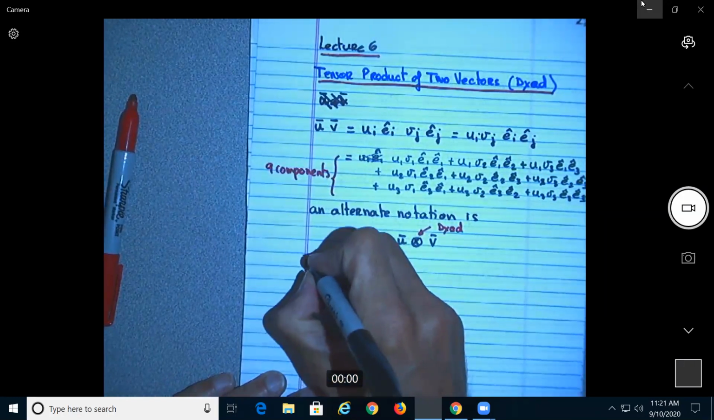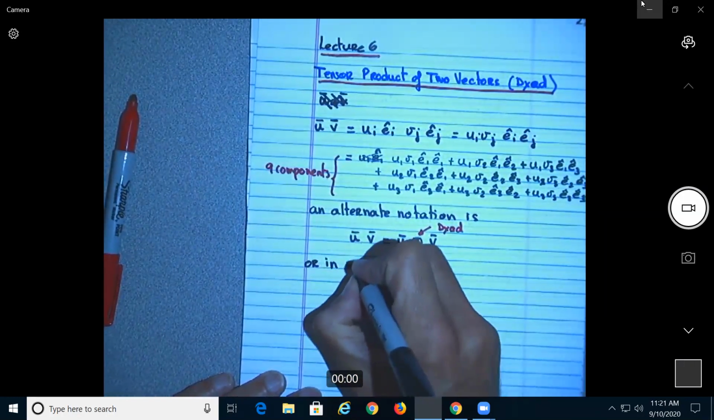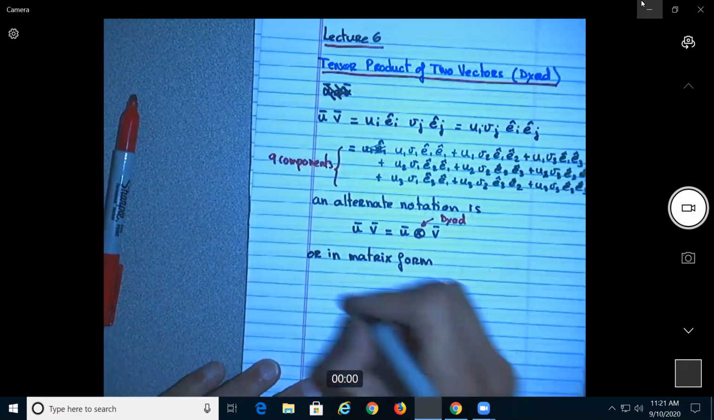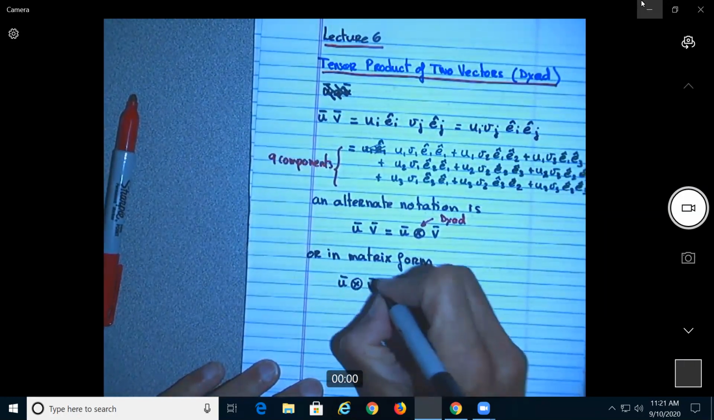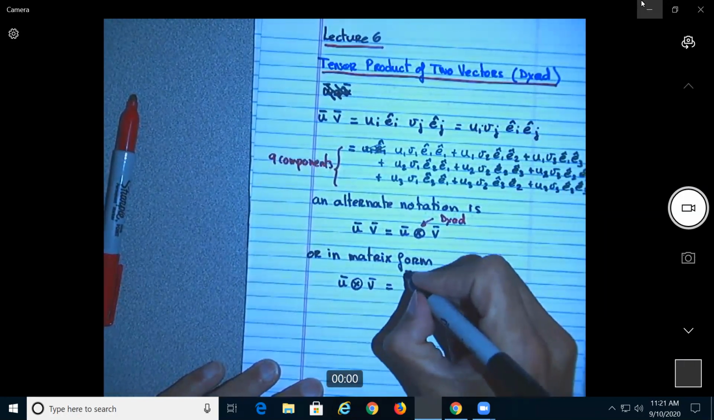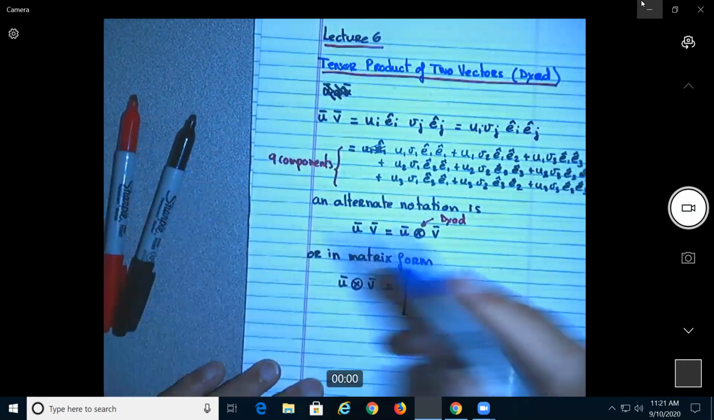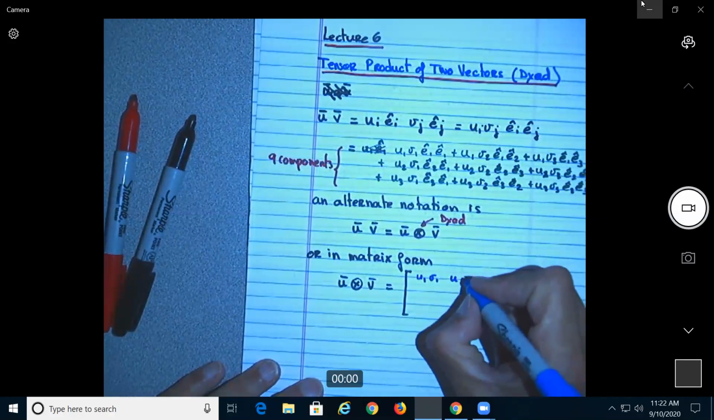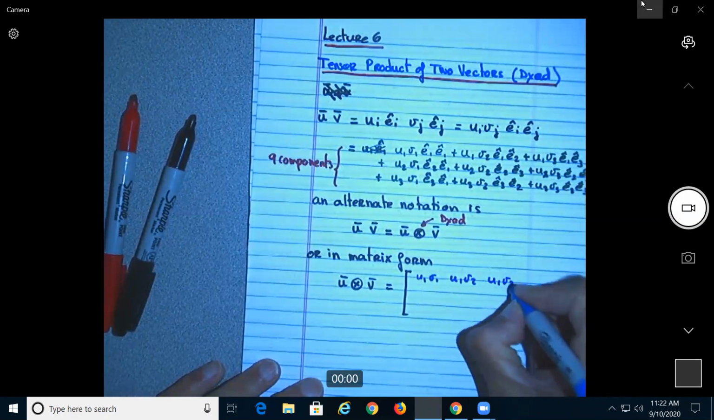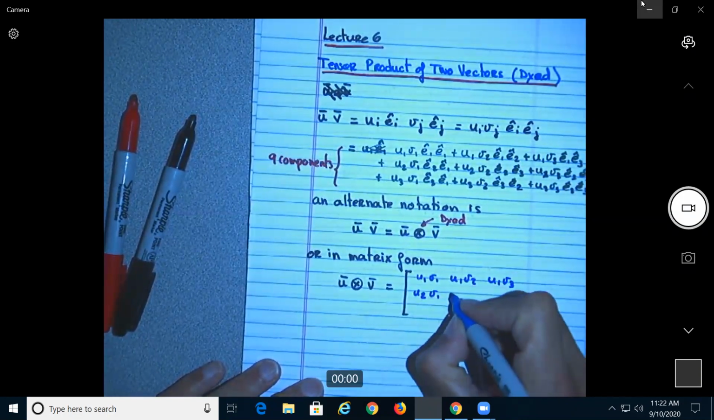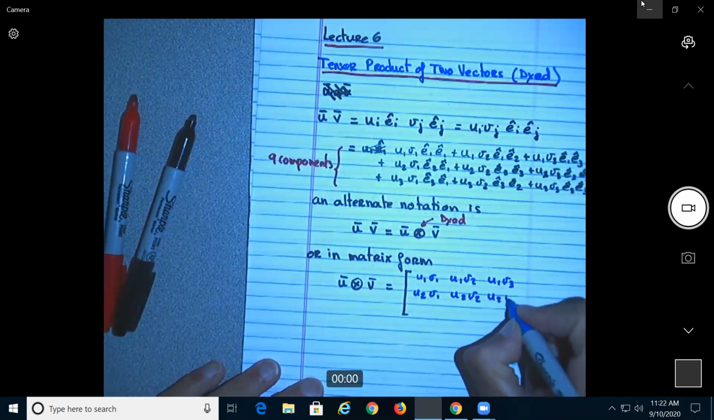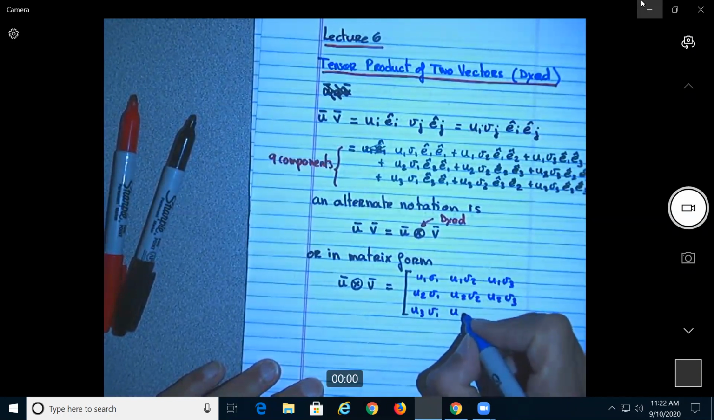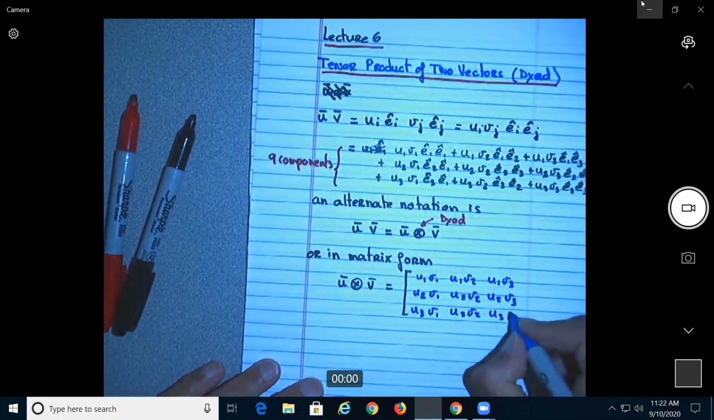Next, it will be in matrix form. This is the same as saying the dyad of u and v is equal to, so what we did over here, there are nine components: u1 v1, u1 v2, u1 v3, u2 v1, u2 v2, u2 v3, u3 v1, u3 v2, u3 v3.